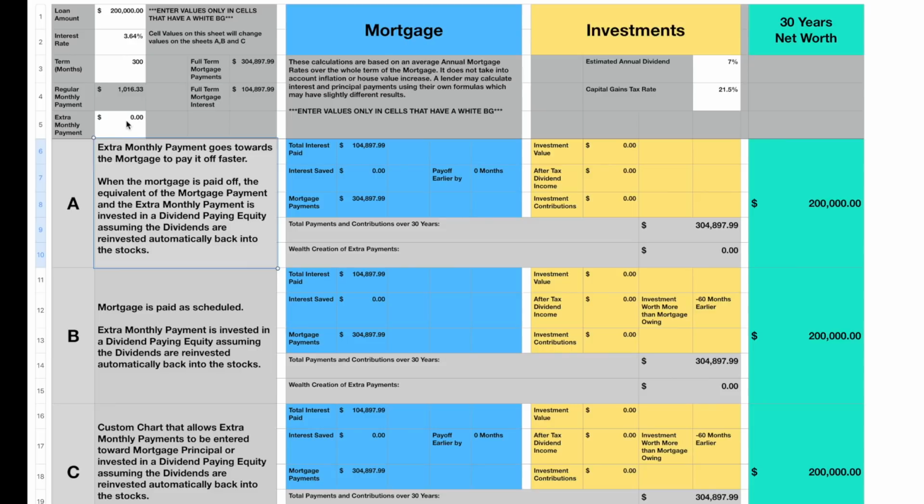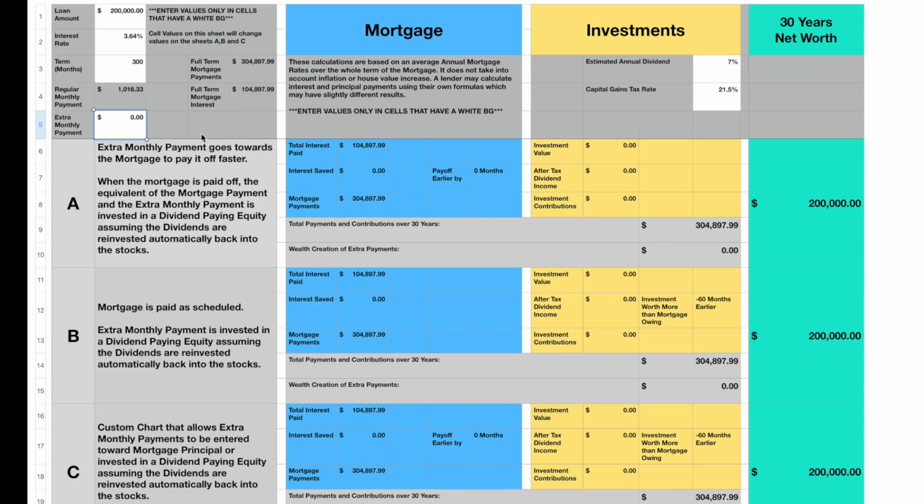The first one, A, is where the mortgage payment, and any extra payment that you put in this box, goes towards the mortgage principal until such time that the mortgage is completely paid off. Then the total that you would normally put towards your mortgage plus that additional money now goes into an investment to see how much money that investment can generate over a 30-year period. All of the numbers in this net worth column are over a 30-year period.